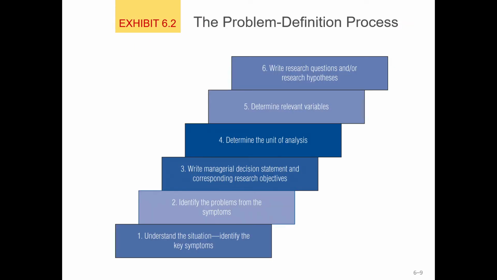The problem definition process. And here we have the six steps. You see: understand the situation and identify the key symptoms, identify the problems from the symptoms, write managerial decision statement and corresponding research objectives, determine the unit of analysis, determine relevant variables, and then write the research questions and/or the research hypothesis.